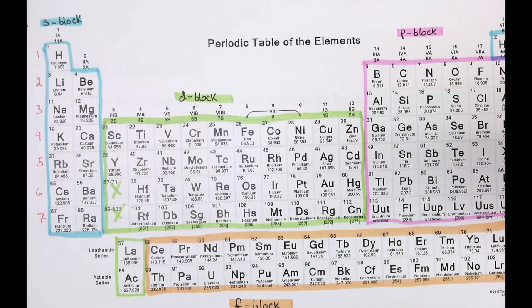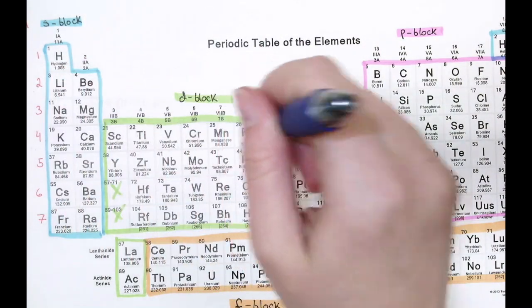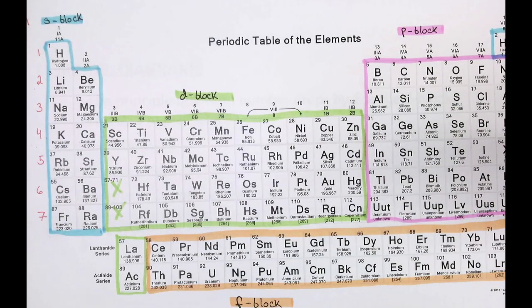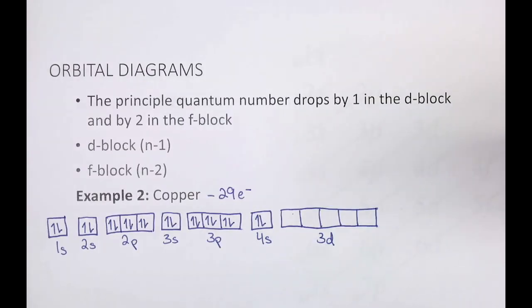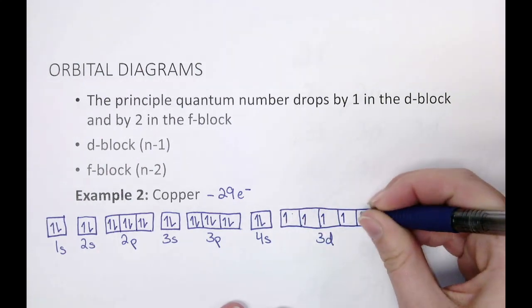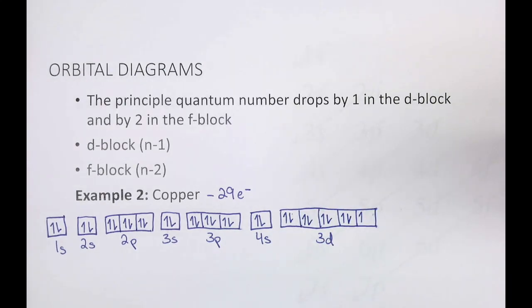If we figure out which numbered column copper is in, you will know how many electrons for copper need to go in the D block. So if we count 1, 2, 3, 4, 5, 6, 7, 8, 9, copper is in the 9th column of the D block. That corresponds to the 9 electrons it has in its 3D orbital. So I need to make 9 arrows in here. So 1, 2, 3, 4, 5, 6, 7, 8, 9. Now we have a complete orbital diagram for copper.